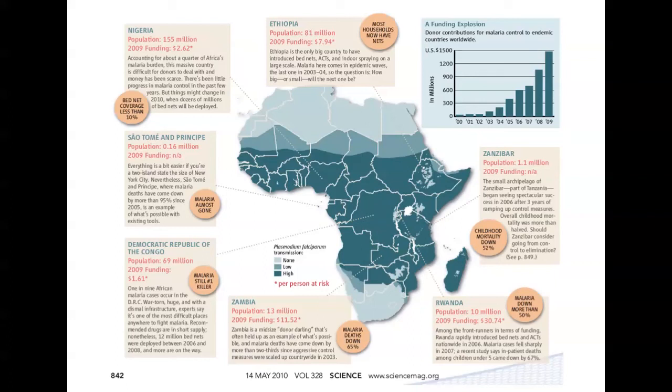Democratic Republic of Congo. It's a country that suffers terribly from war. 5 million people have died from wars in the last few years there. But even so, the number one killer here is malaria. But as I say, 12 million bed nets have been distributed, even in the Democratic Republic of Congo.